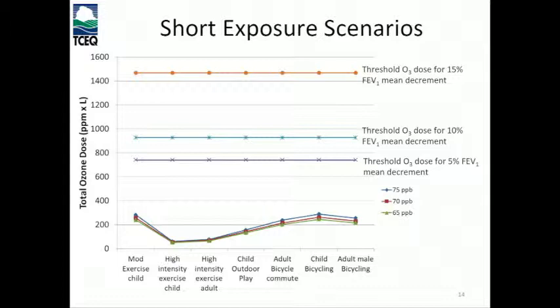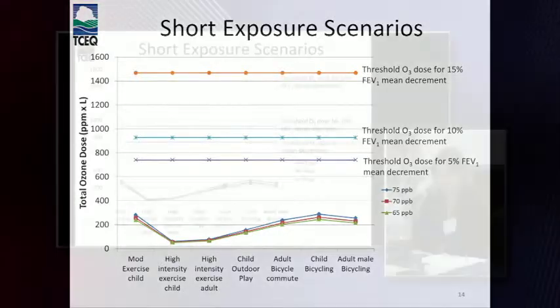And there are a couple of things here. I'm showing the dose thresholds for 5%, 10%, and 15% FEV1, and these are all well below the 5% FEV1. The other thing I want to point out is that we have 3 different lines here, one for the 75 part per billion day, one for the 70 part per billion day, and one for the 65 part per billion day. The doses are very similar between those 3 days because the concentrations are very similar between those 3 days.